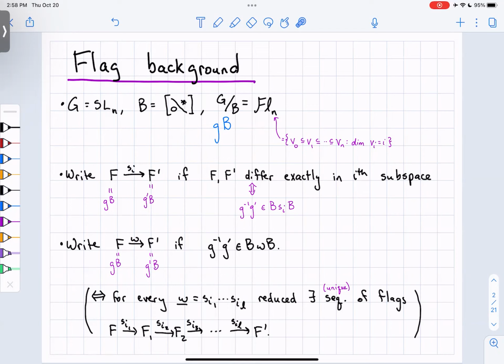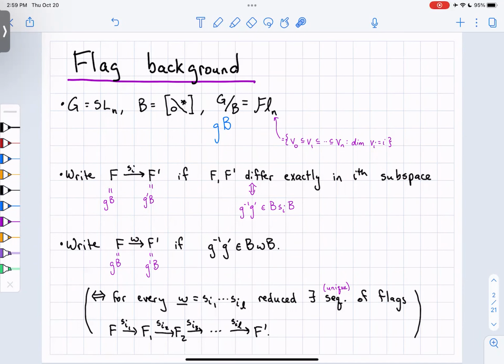Okay, so I'm going to need the notion of the relative position of two flags, which very roughly is just going to tell you how different two flags are. The relative position will be a permutation. So first, the simplest situation is if two flags are in s_i position. So s_i is just a simple transposition. So F and F prime are s_i related if these two flags differ in exactly the ith subspace. Okay, so not too complicated. You can also translate this notion into some statement about coset representatives if you prefer that. I don't like to think about it that way.